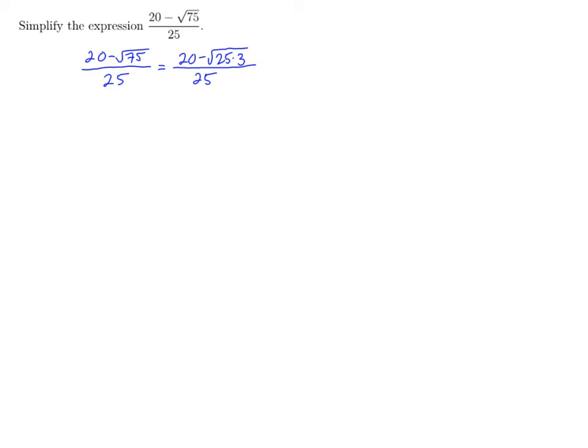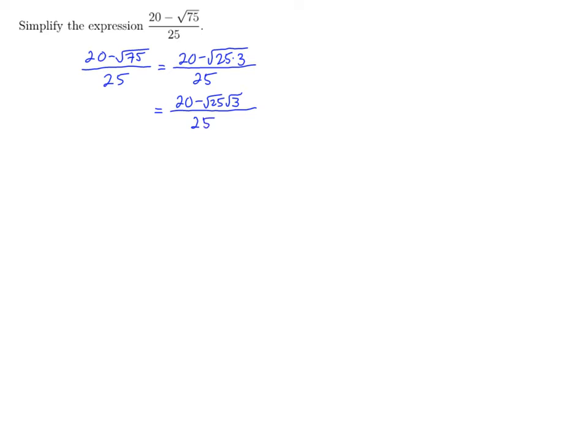Now note at this point that with the 25 and the 20, there's nothing that can cancel. We don't have any common factors in the numerator or denominator. We're going to continue simplifying that square root, and to do so, we'll use the multiplication property of square roots, and that allows us to break the square root of 25 times 3 into the square root of 25 times the square root of 3. So now in our numerator, we'll have 20 minus the square root of 25 times the square root of 3. And our denominator is still 25.